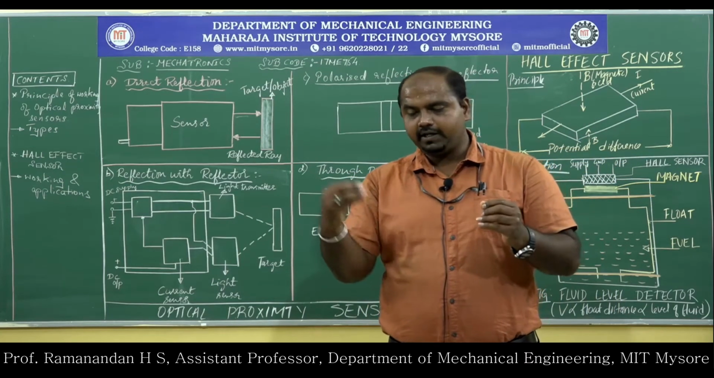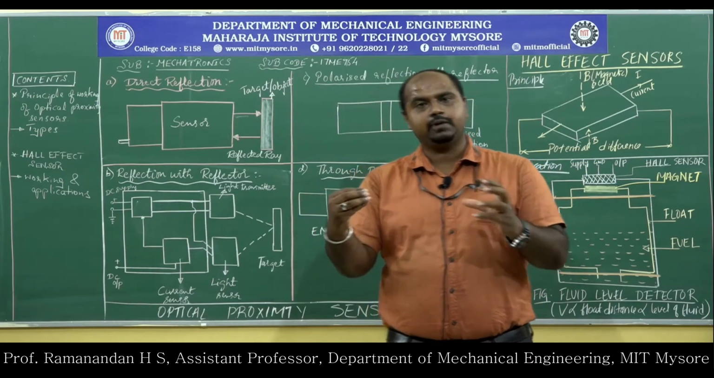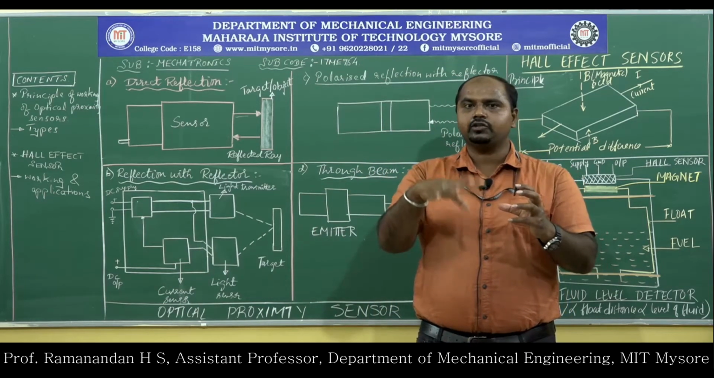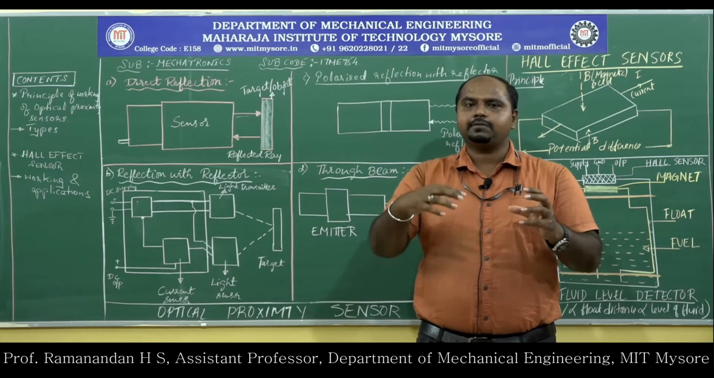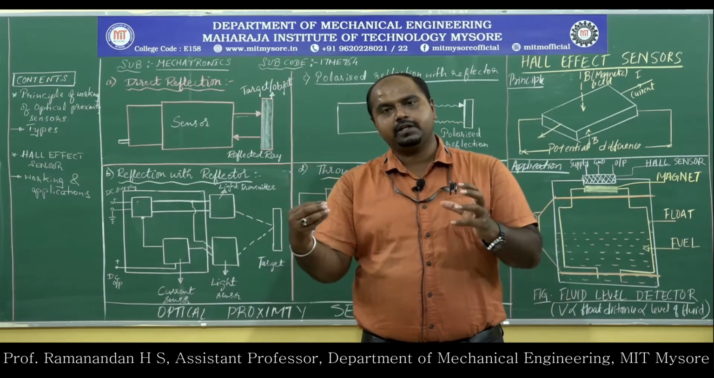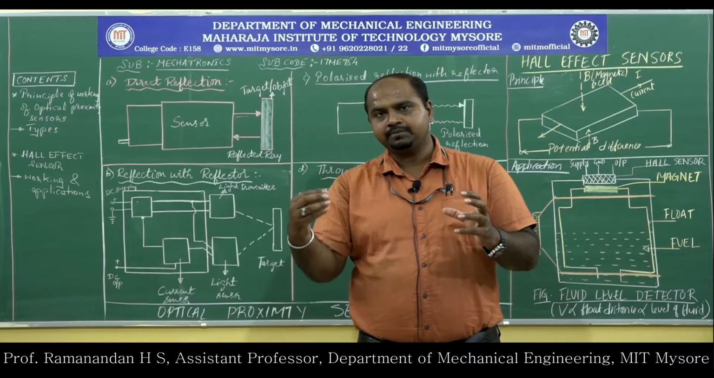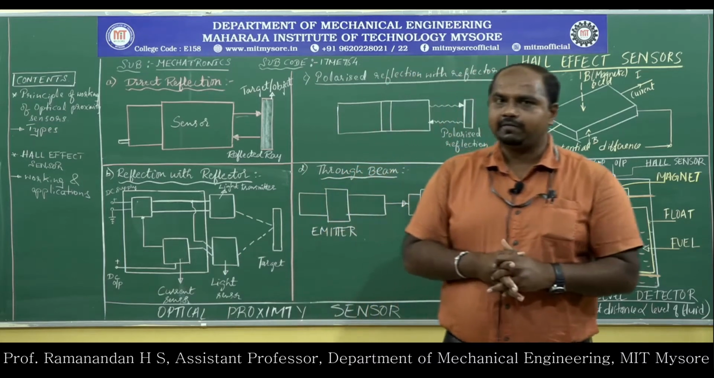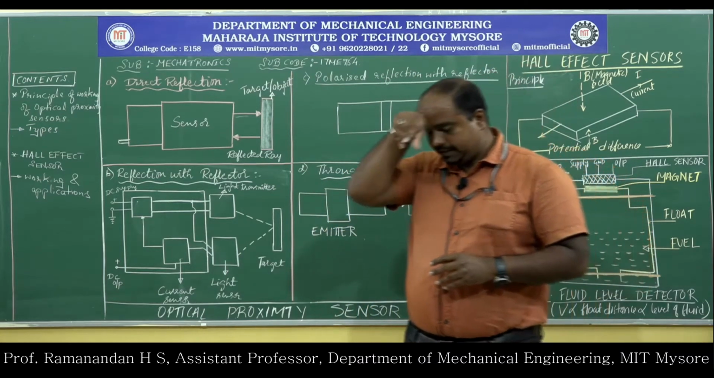There is a beam of light emitted by the emitter and received by the receiver whenever there is no object. If ever there is an object, there will be a change in the beam of light received by the receiver, whatever the emitter emits. So this is the fourth type of optical proximity sensor.